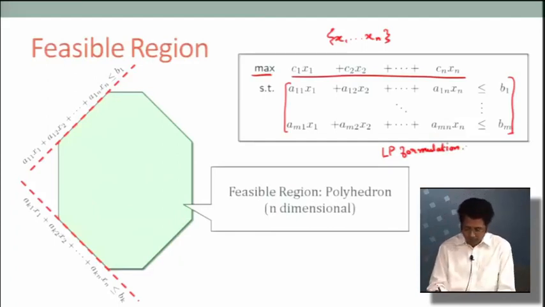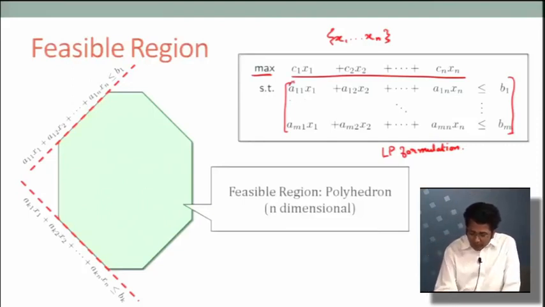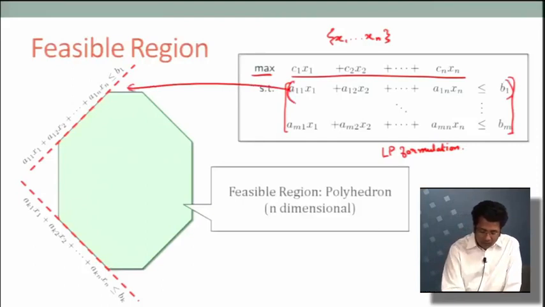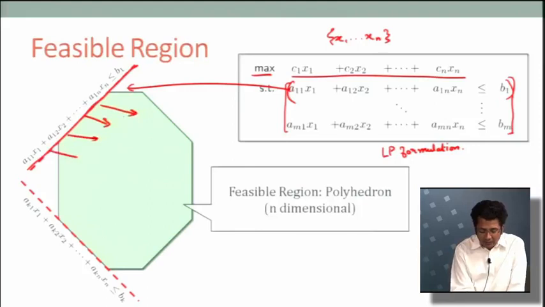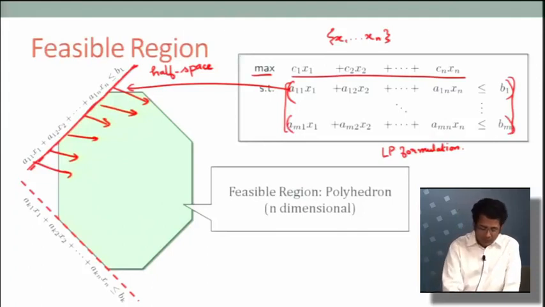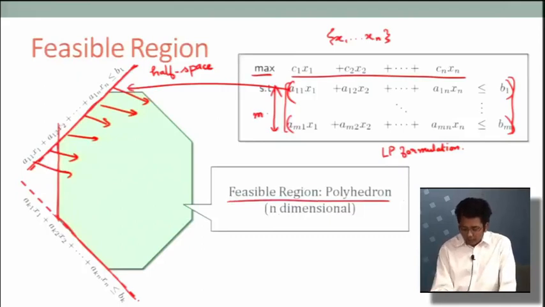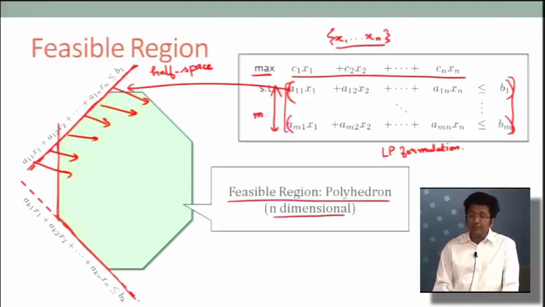The feasible region is an n-dimensional polyhedron, which means that if you take any inequality here, you get a straight line and everything to one side of a straight line. This kind of region in geometry is called a half space. Therefore, the feasible region of a linear program is the intersection of m half spaces, because there are m constraints here. This region is called a polyhedron, and it is n-dimensional because there are n variables here.